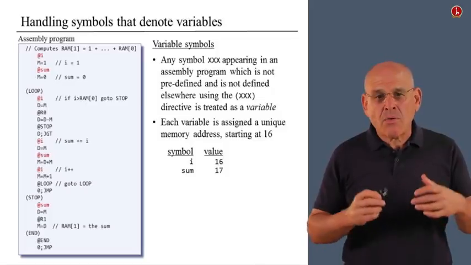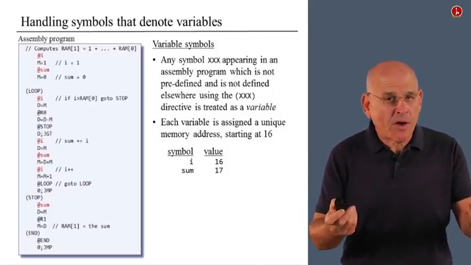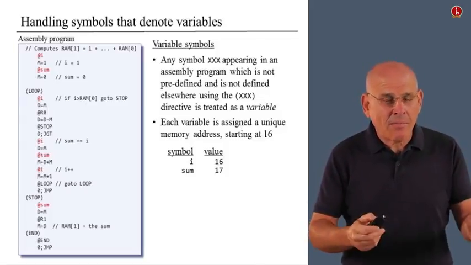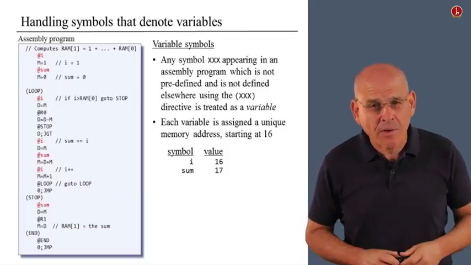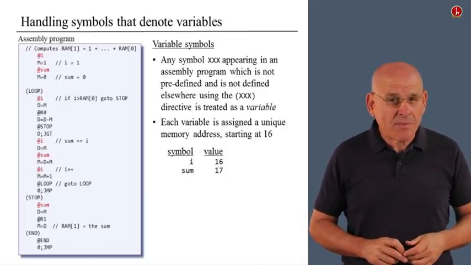All right, so with that in mind, we have only two variables in this program, i and sum, and the values of these variables are going to be 16 and 17.